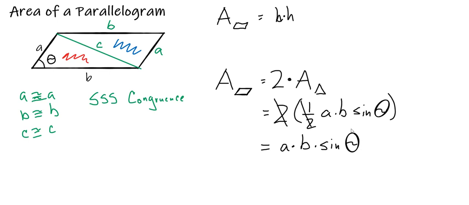So it's always just going to be the product of the lengths of the two different sides times the sine of the angle between those two sides.